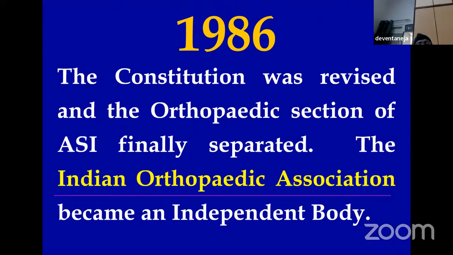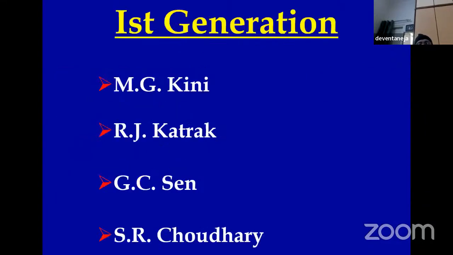And the orthopedic section of the Association of Surgeons of India finally got separated, and we stopped holding meetings with the ASI from 1986. And the Indian Orthopaedic Association was born as an independent body. This is a very landmark year for postgraduates to know: when did it exist as independent? 1986. When was the first resolution formed? In 1954. These are some landmarks which you must know.